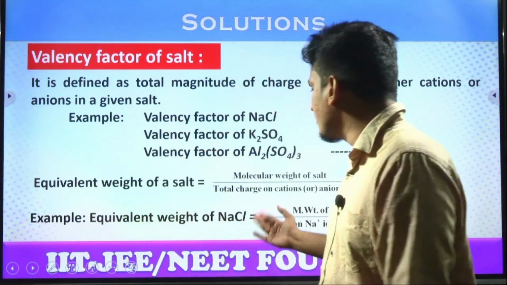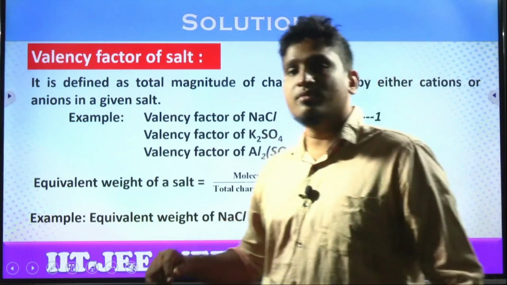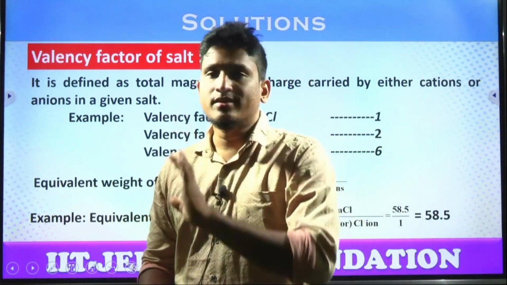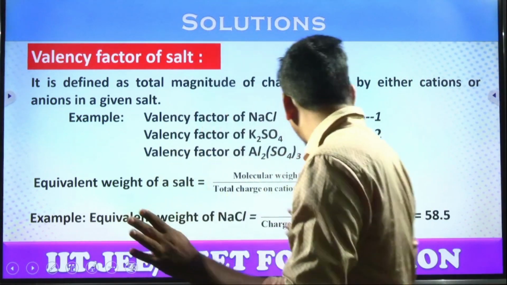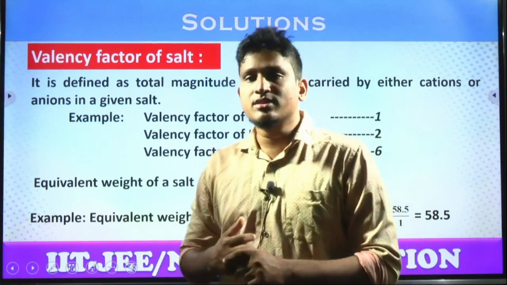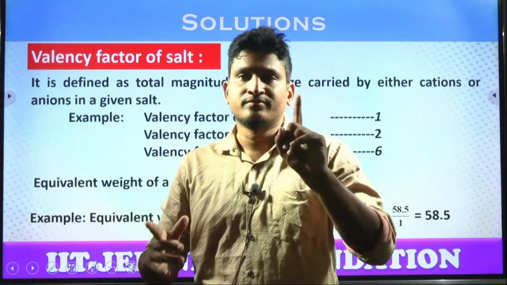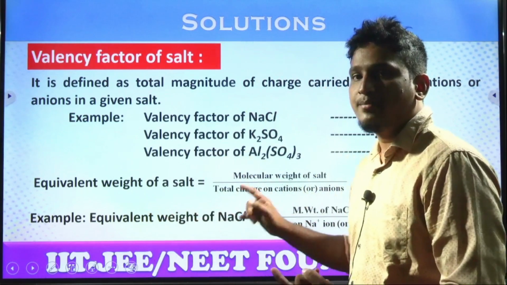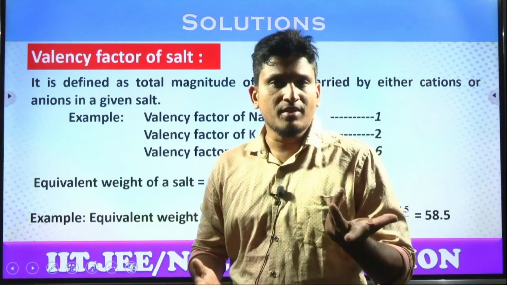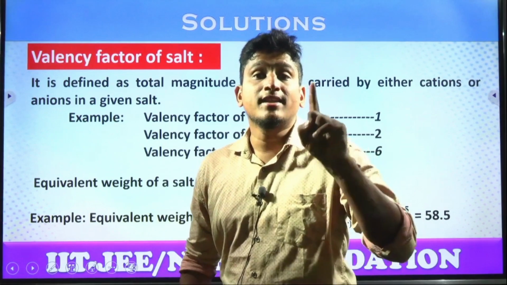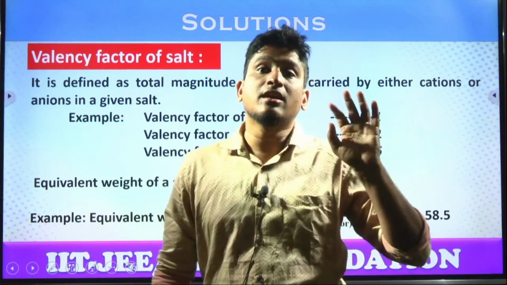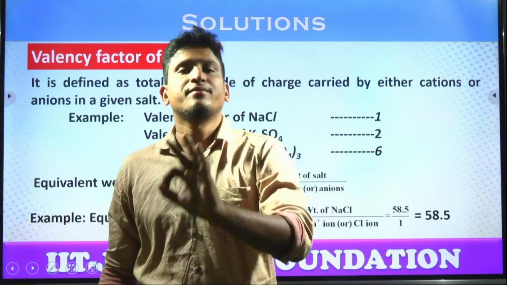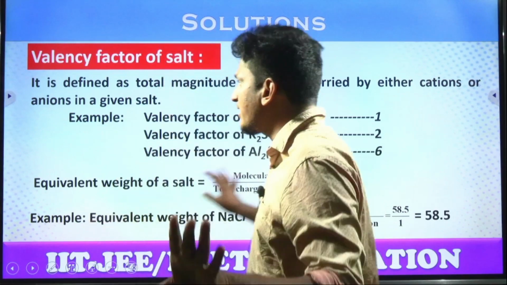Here, equivalent weight of sodium chloride. What is the molecular weight of sodium chloride, students? Sodium is 23, chlorine is 35.5, which is 58.5. And what is the charge on sodium or chlorine? 1. So what is the valency factor? 1. So find the equivalent weight: 58.5 by 1. How much? 58.5. If the valency factor is 1, molecular weight is equal to equivalent weight. Got the clarity, students? How to find the equivalent weight?